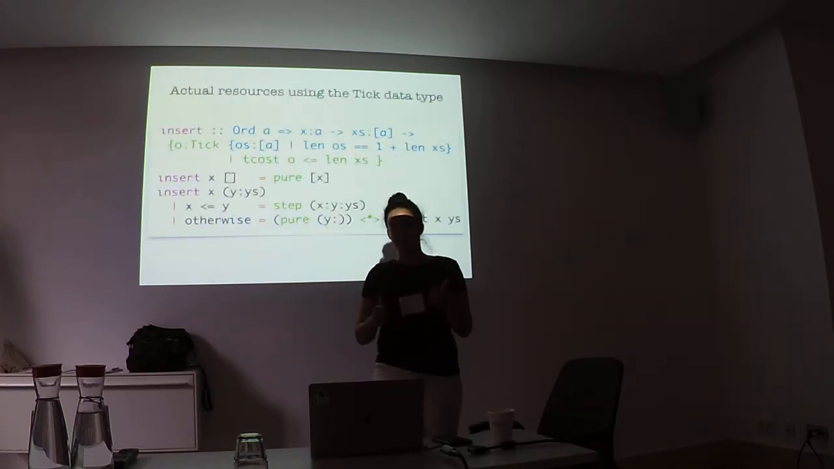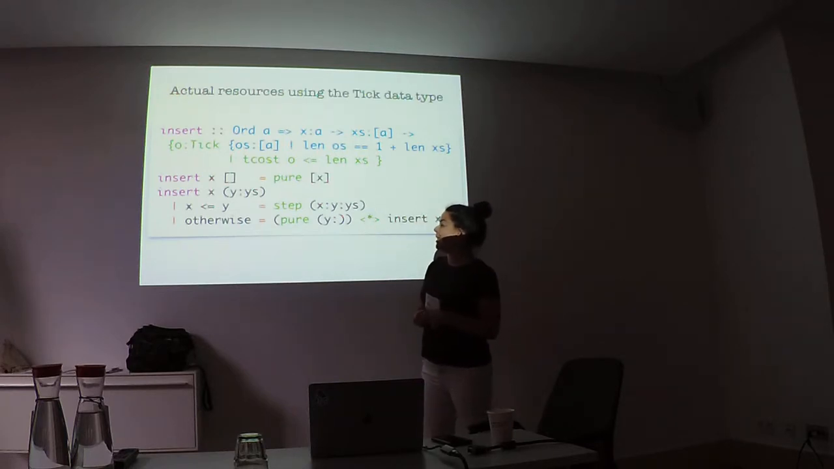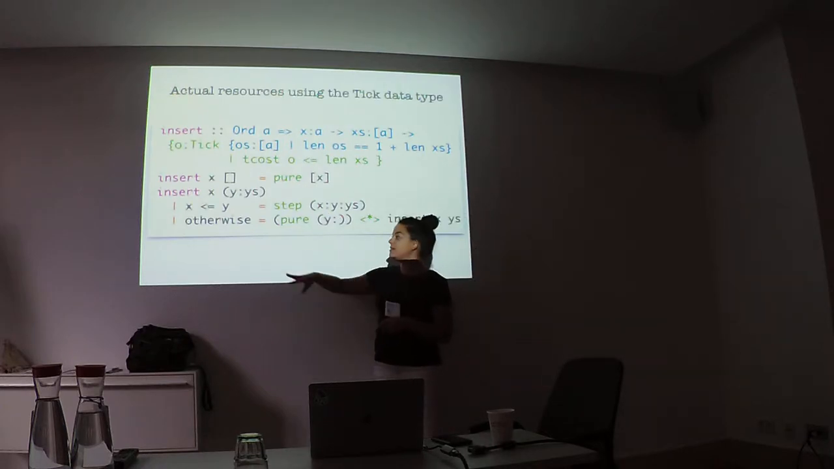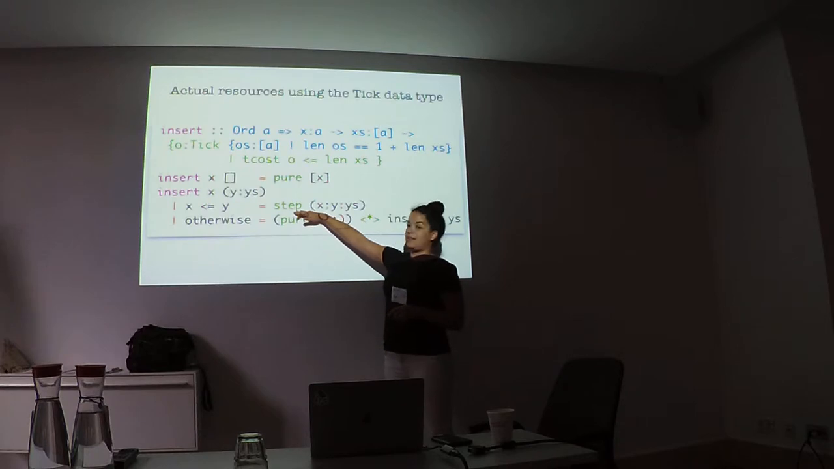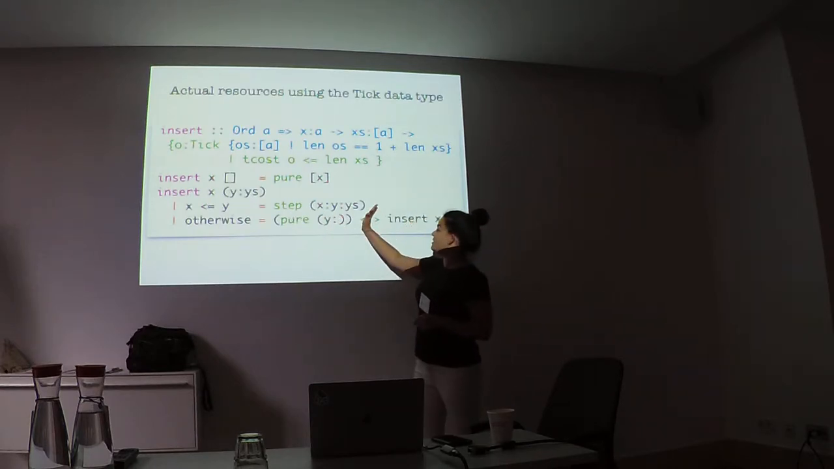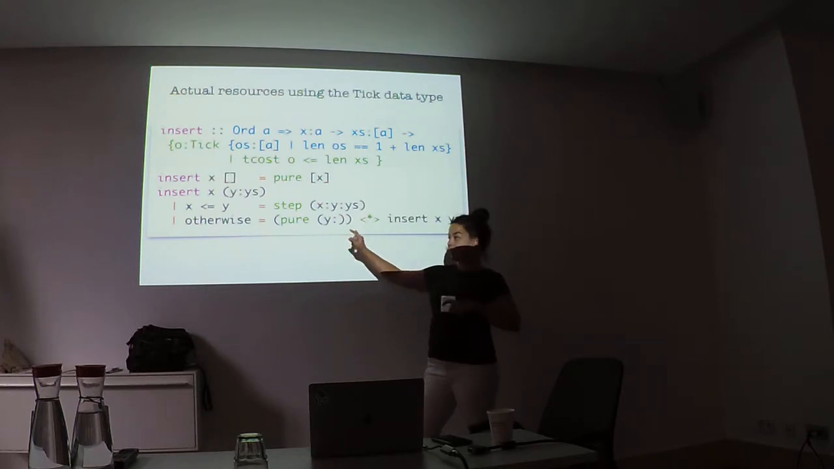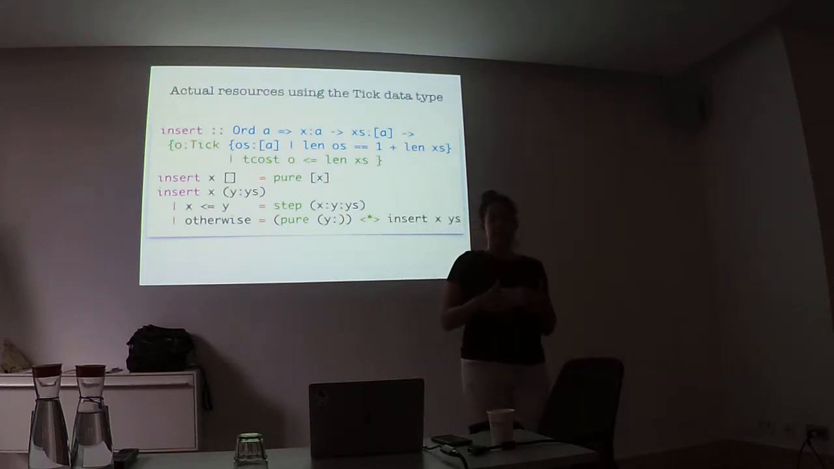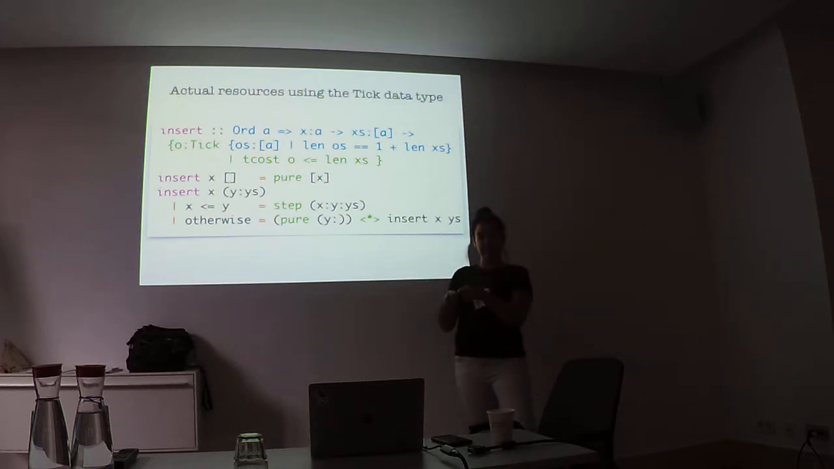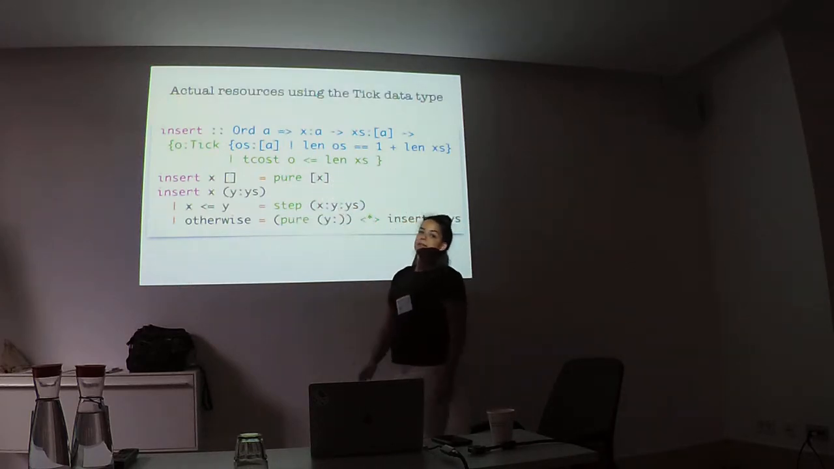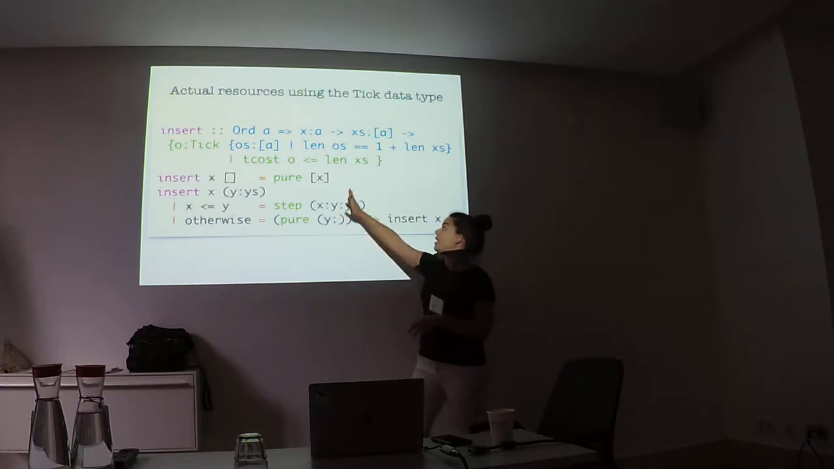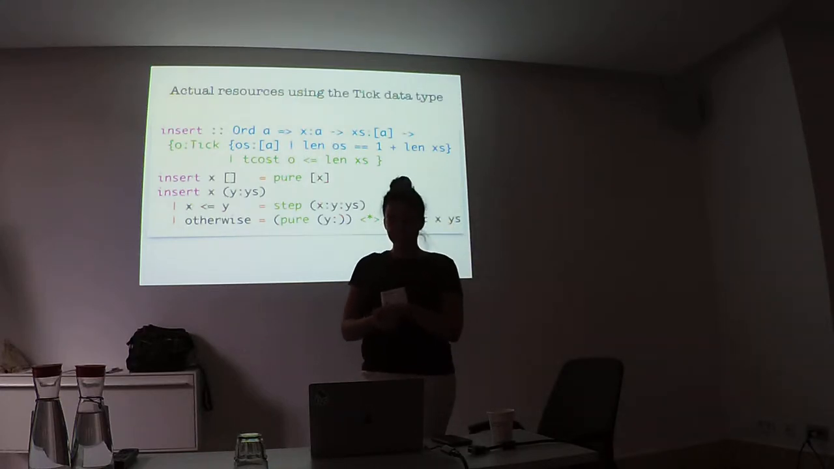So now we can use these step and apply functions to actually go and increase the resources. So in my base case, I'm still pure. I don't have any comparison. And in my inductive cases, I am doing one comparison. So here I did the comparison, I used step. And here I did the comparison, and I need to use this function that combines my two results and increases by one. So with these operations that are actually tracking resources, I can go and increase and combine my resources that I manually used, and I can still decide that the cost of insert, so the actual comparisons that I made, are bounded by the length of xs. Okay?